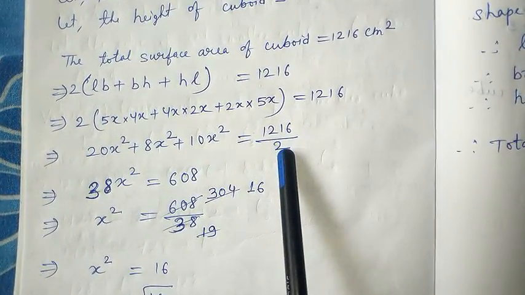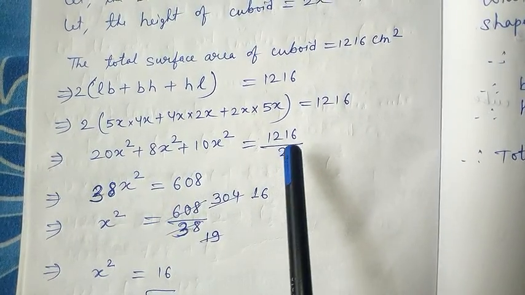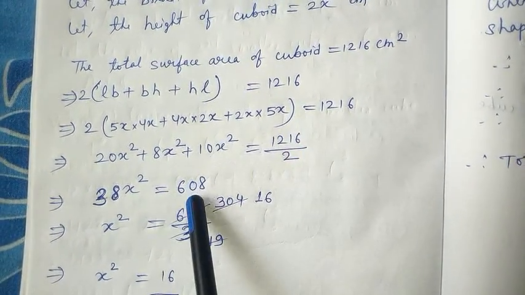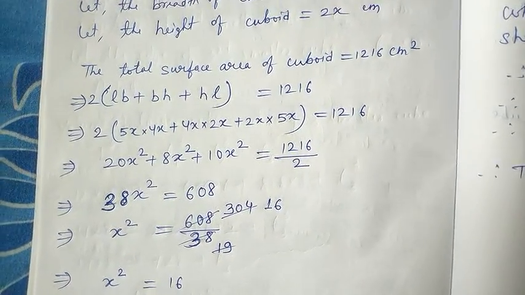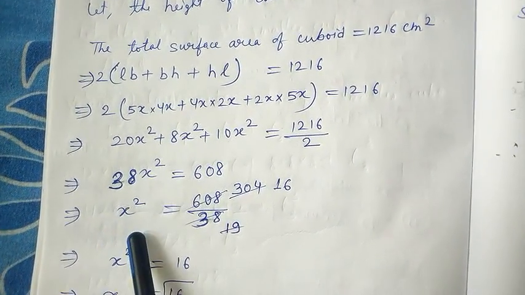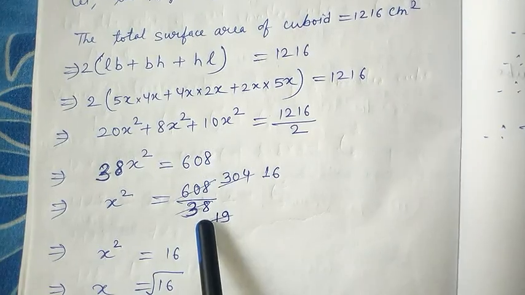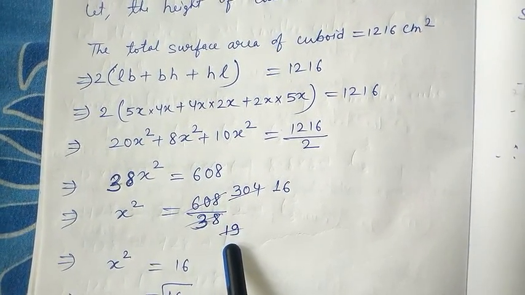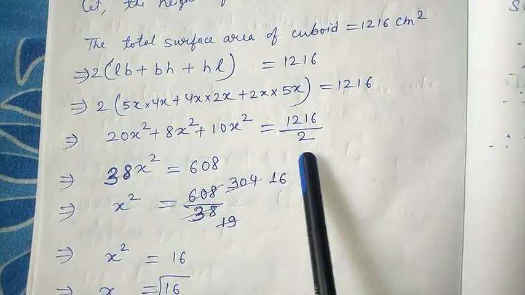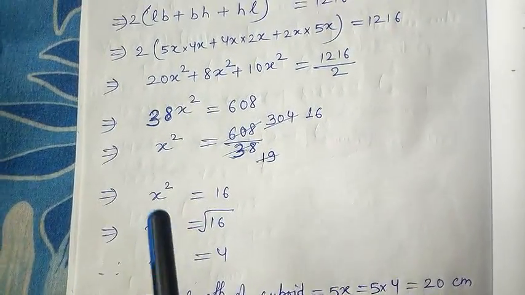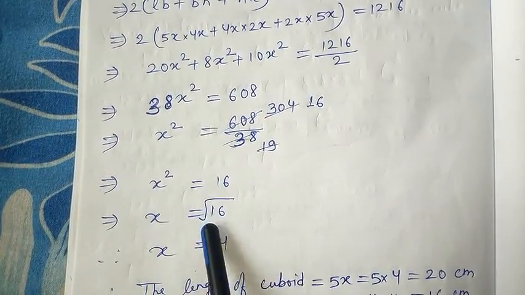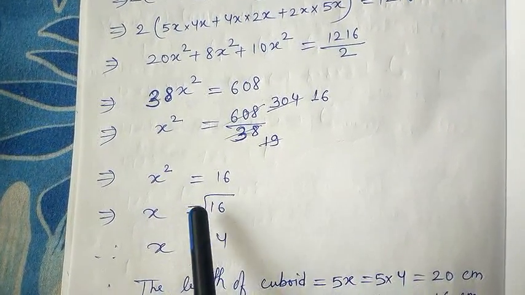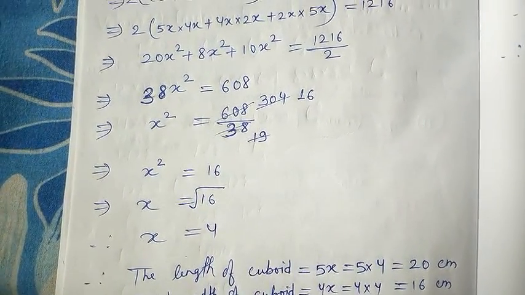And equal to, if you divide, 2 sixes are 12 and 16 you cannot take at a time. So to take 16 at a time we put 0, and then 2 eights are 16. Now x square equal to 608 divided by 38, part by part. First with 2 I did, the next I did with 19, finally I got 16. So I can say x square equal to 16, x equal to root over 16, because if we remove square from the left side we get root over on the right side, x equal to 4.